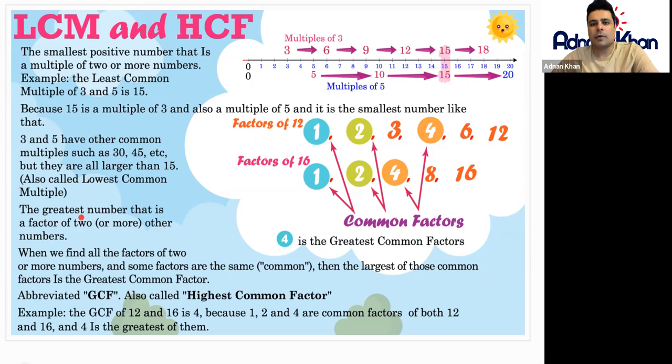The greatest common factor is the greatest number that is a factor of 2 or more other numbers. So when we find all the factors of 2 or more numbers, and some factors are the same, in other words, common factors, then the largest of those common factors is the greatest common factor. And that's also called the highest common factor.